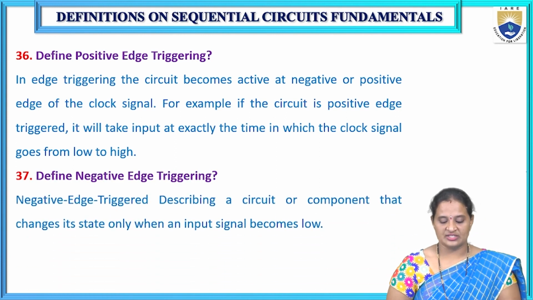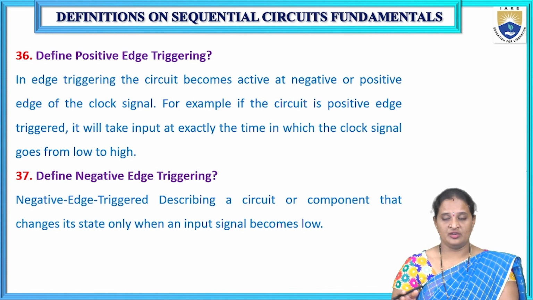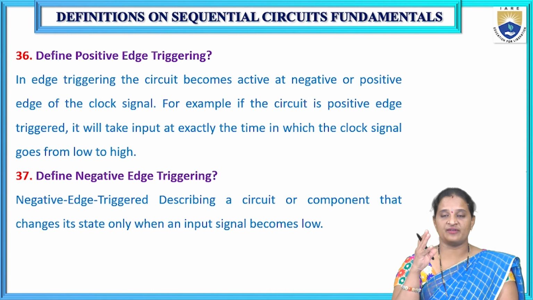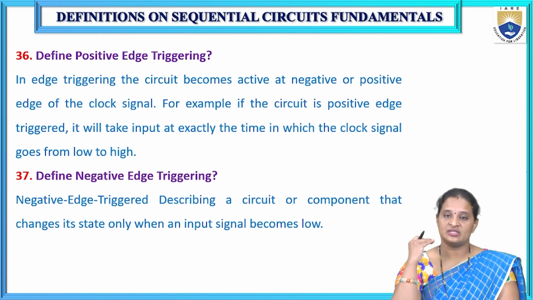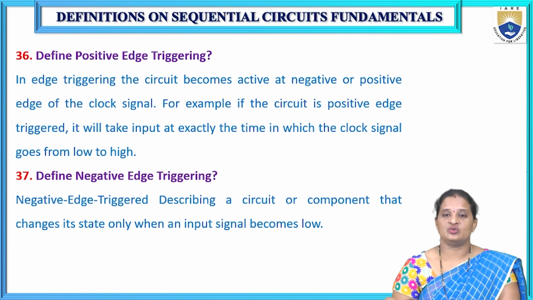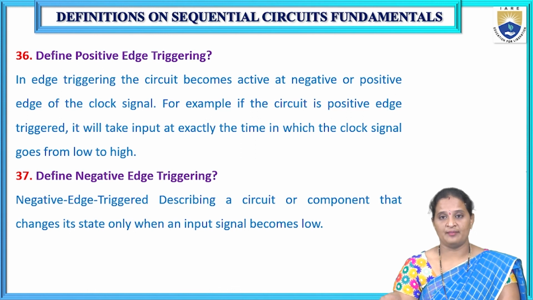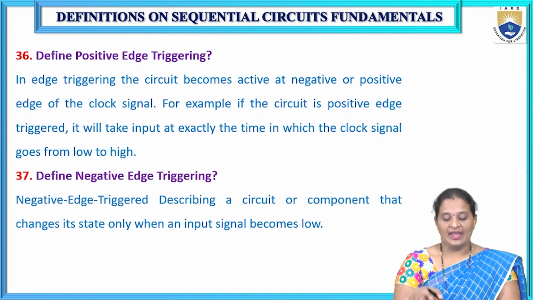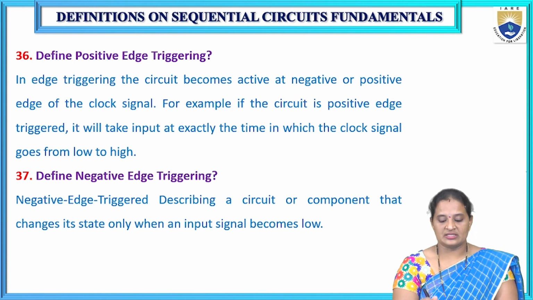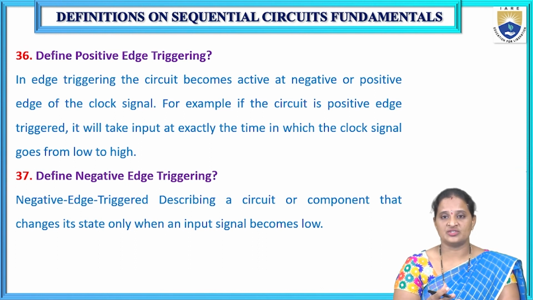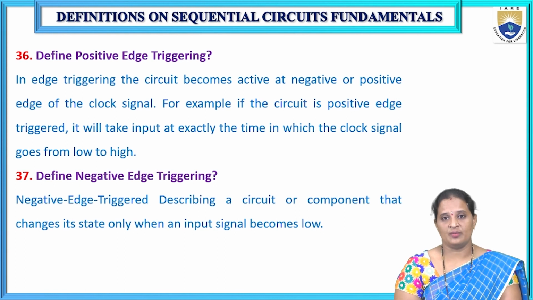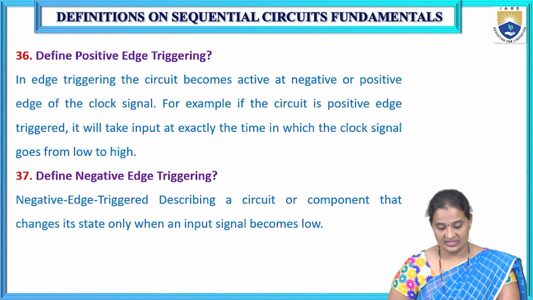The flip-flop changes its state only when the clock signal is changing its state from logic 1 to logic 0. That means it is falling from logic 1 to logic 0. That is why it is said to be negative edge triggered. Let me define negative edge triggering one more time. If the circuit changes its state when the clock changes from logic 1 to logic 0, then such type of triggering is known as negative edge triggering.